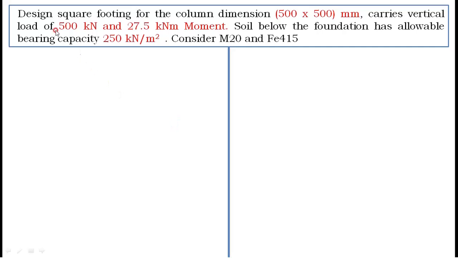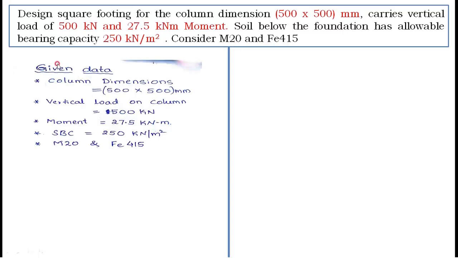Now this is the problem. Design a square footing for the column dimensions 500 by 500 mm, carries a vertical load of 500 kilonewton and 27.5 kilonewton meter moment. Okay. The soil below the foundation has allowable bearing capacity 250 kilonewton per meter square, ABC. Consider M20 and Fe415. Okay.